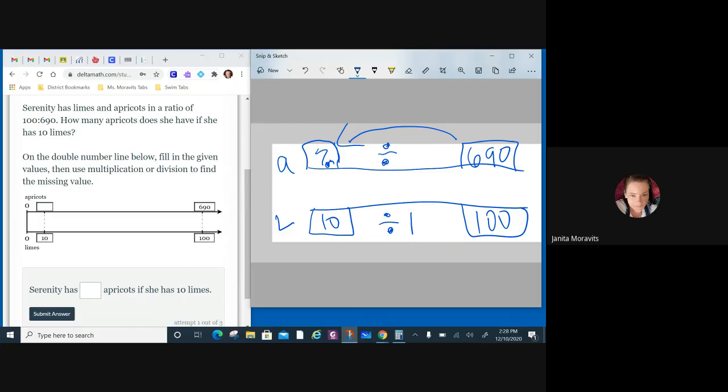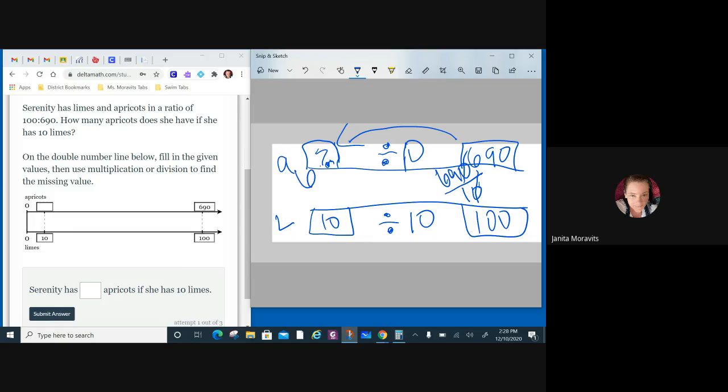So we divided by 10 to get 10. Now, we're going to do the same thing here. We're going to divide by 10. 690 divided by 10. All right, so we have 690 over 10. A very easy way to divide by 10 is to just mark off these two zeros.